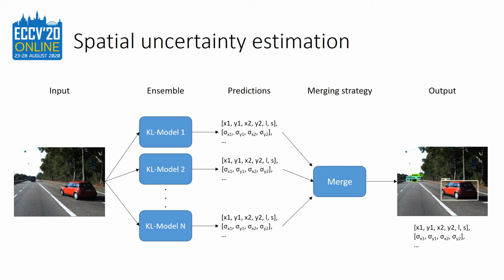Here, the KL var approach is presented. It is similar to the framework previously shown, but as you can see, the models are predicting variance values for each coordinate alongside the bounding box prediction.